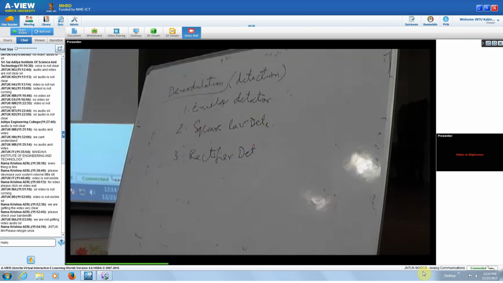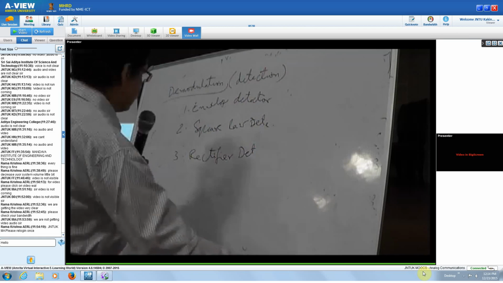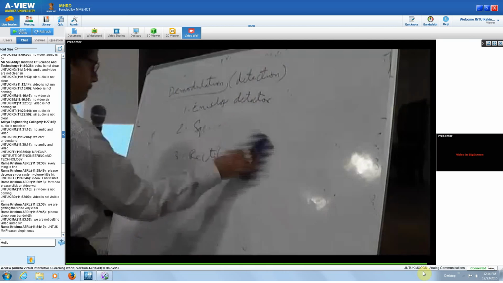Okay, so we will be having an envelope detector, a square law detector, or a rectifier detector. So let us see the first one, the envelope detector.